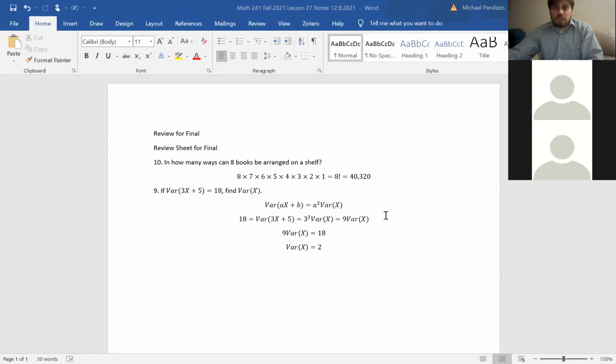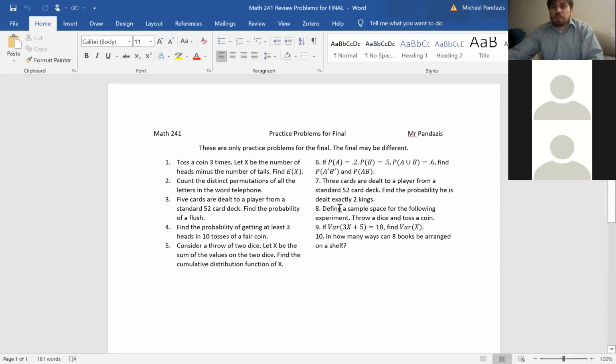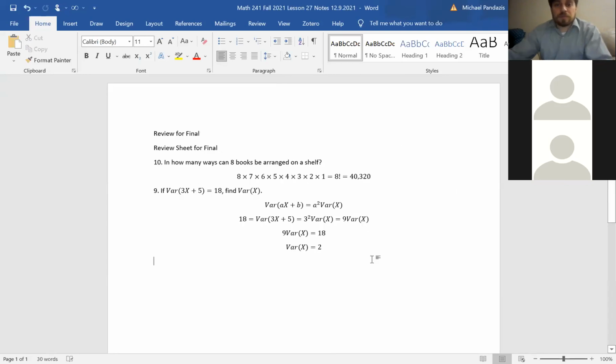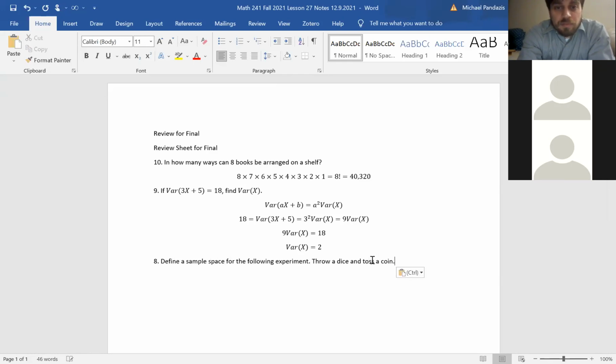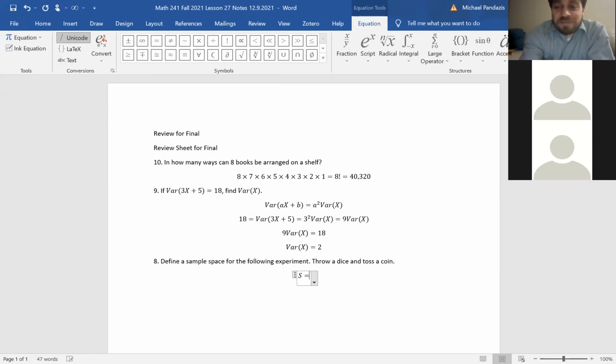Okay, so now other problems. Number 8: define a sample space for the following experiment. Throw a dice and toss a coin. Let's do that one. Okay, good. So we want to define a sample space. The sample space would just be all the ways you could throw a dice and toss a coin.